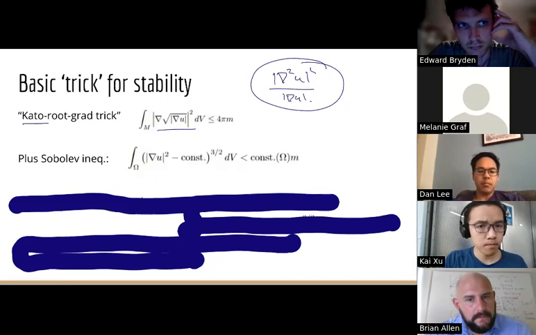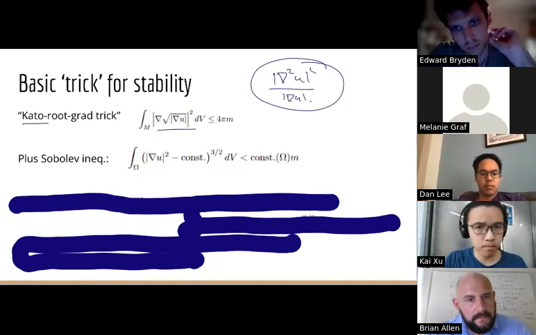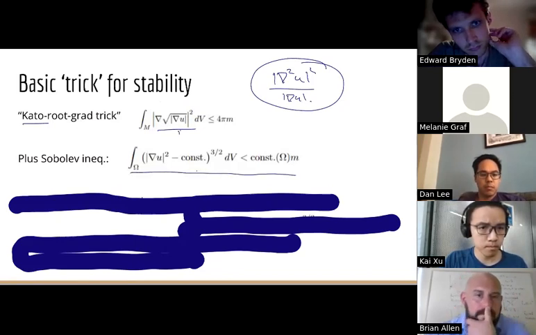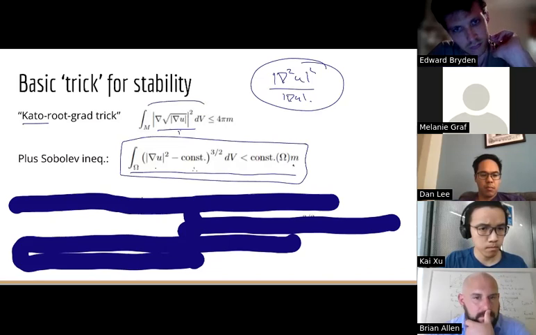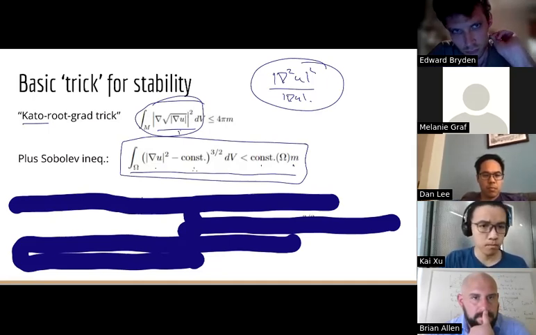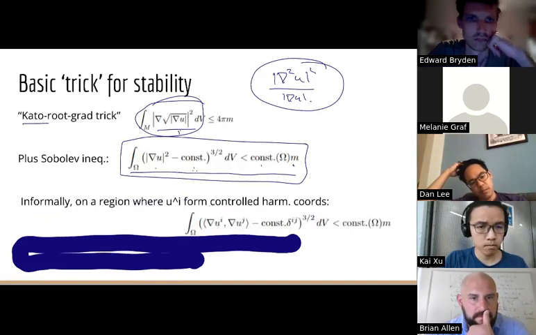And then notice you could use a Sobolev inequality. Maybe you work on some compact region omega and use a Sobolev inequality. If you remember what the powers are, for W1P in dimension 3, you will get norm grad u squared minus some constant, to the 3/2 power. You could write it like this. That will be bounded by the mass, because it's bounded by that, times some Sobolev constant of omega, the subdomain of the asymptotically flat manifold in question. So this is something you can do.